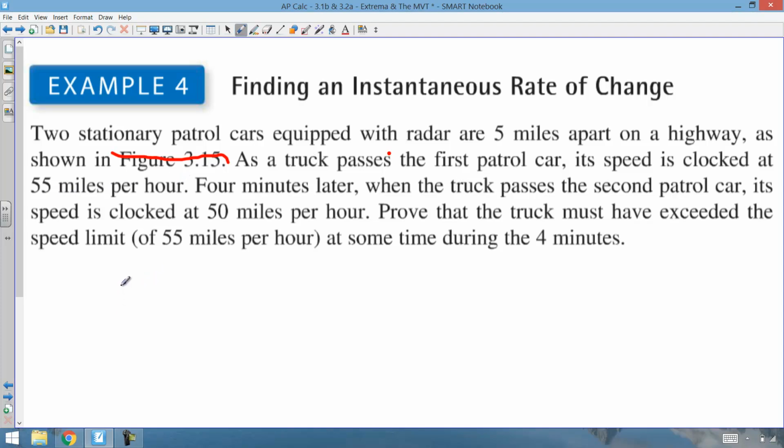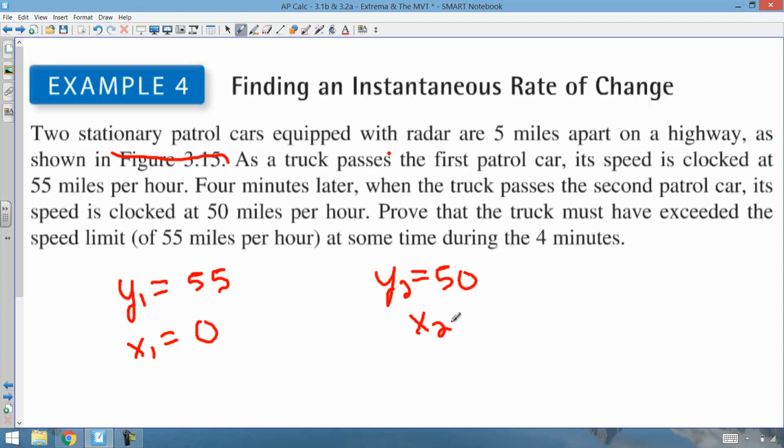So I'm going to say Y1, right? The original speed here was 55 miles an hour. And then 4 minutes later, that's Y2. That's the new value of the speed. It's 50 miles an hour. Okay. Now, when did Y1 happen? That's when he's initially clocked. So this is the time, and that's 0. And when was the radar gun hitting this guy at 50? Well, that was 4 minutes later. So I'm going to call that 4.